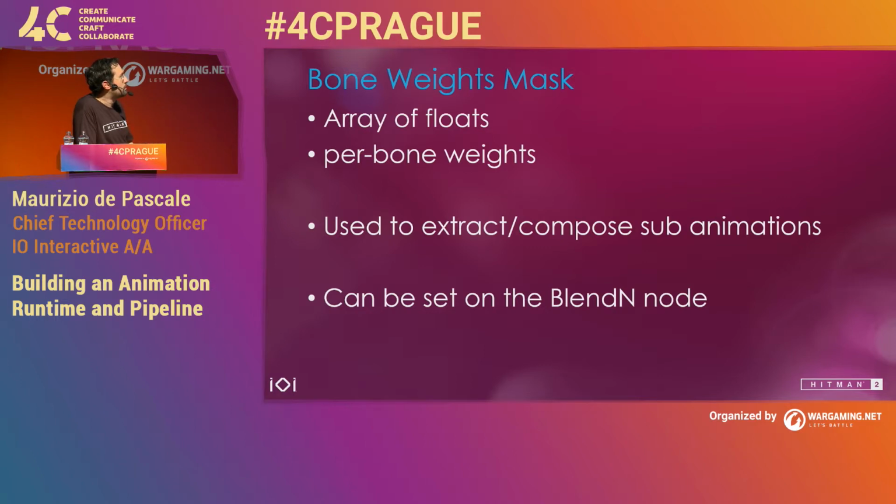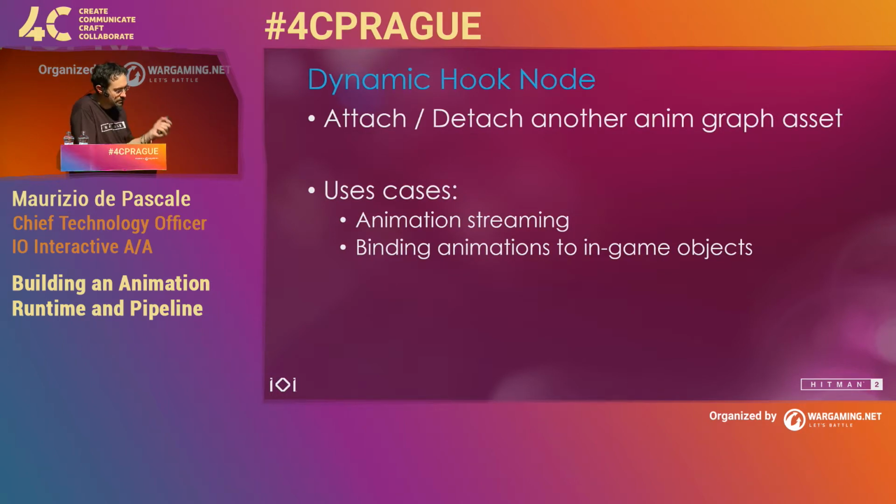Another concept that we implemented is what we call bone weight masks, which is basically just a list of floats. Once again, we use a hash of the bone list to make sure that it applies to what you believe it applies. If you want to extract the arm-related animation from a full body animation, you will just use 1 on bones related to the arm and 0 everywhere else. Pretty standard.